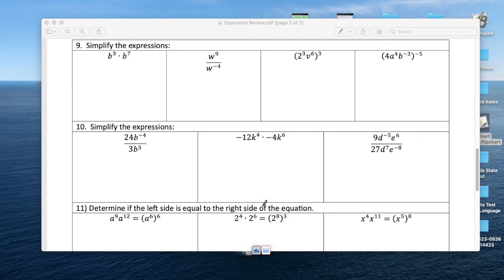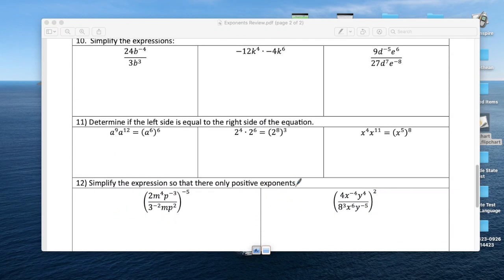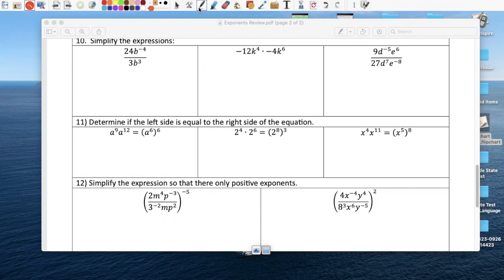It's again, more exponents. So let's do number 10. First thing I would do is change any negative exponents to positive exponents. So let me divide this. Let's do the coefficients first. That says 24 over 3. So if you think about 24 over 3, you put that in your calculator, you're going to get 8. Not 1 over 8.